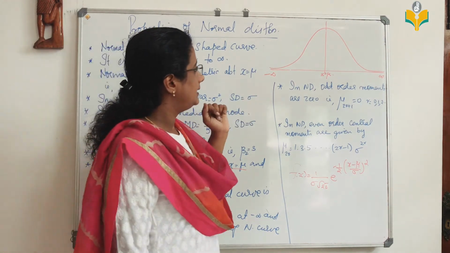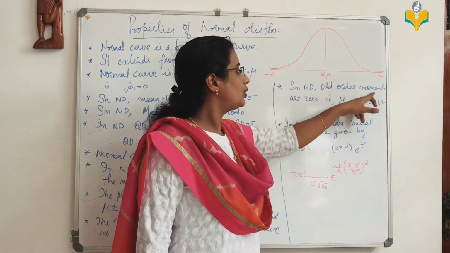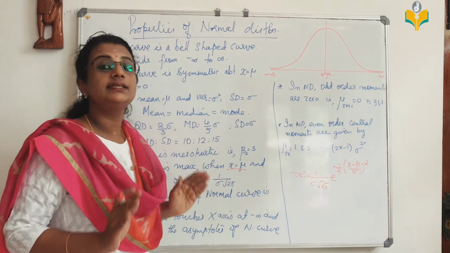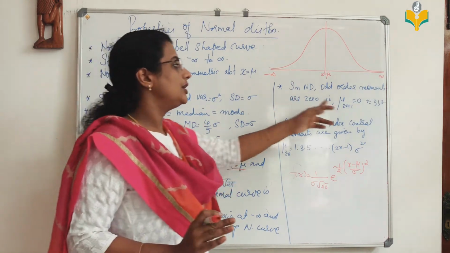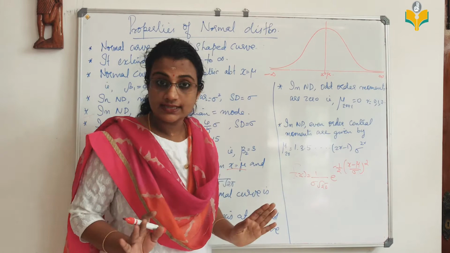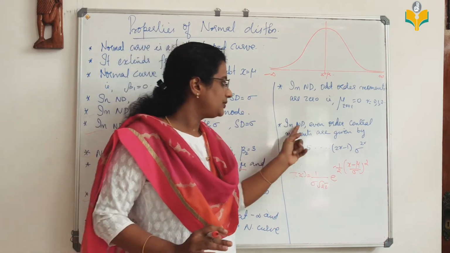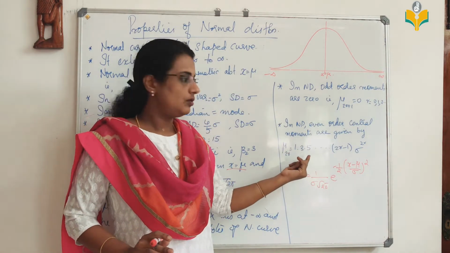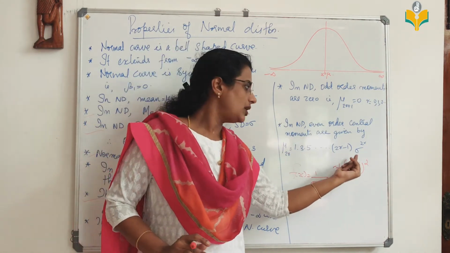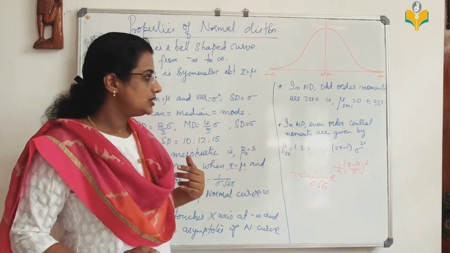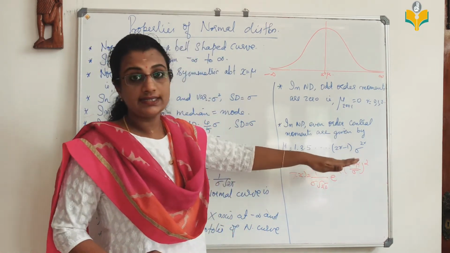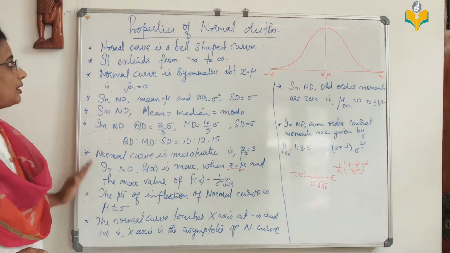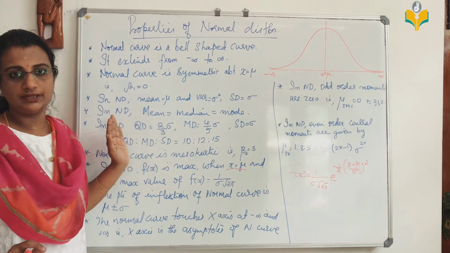Now, the next property is that in normal distribution, all odd order central moments are 0. That means mu 2r plus 1 is always 0 in normal distribution. Even order central moments are given by mu 2r equal to 1 into 3 into 5 into etc. up to 2r minus 1, into sigma raised to 2r. This is the even order central moments in normal distribution. Okay, these are the important properties of normal distribution. Clear?